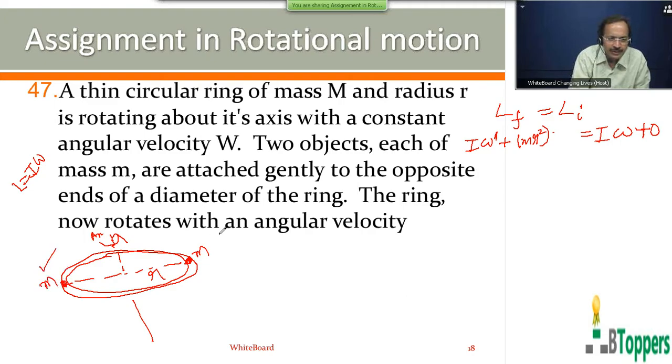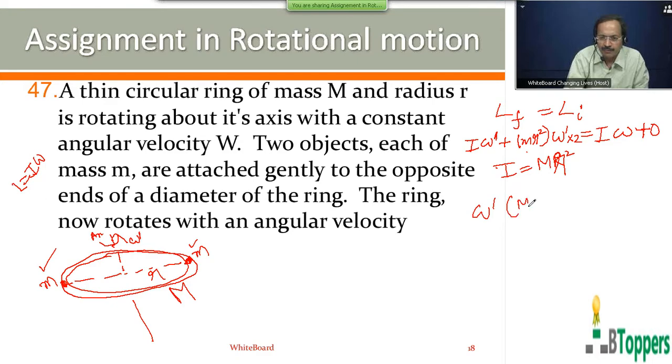So on the left side I have shown one object here, and another object. The mass of the ring is denoted by capital M. Let omega dash be the new angular speed of rotation of the ring about the axis of rotation. So m r square into omega dash gives the angular momentum of one of the objects, into 2. The moment of inertia of the ring you can substitute as capital M into r square. You can simplify this yourself and complete the problem.